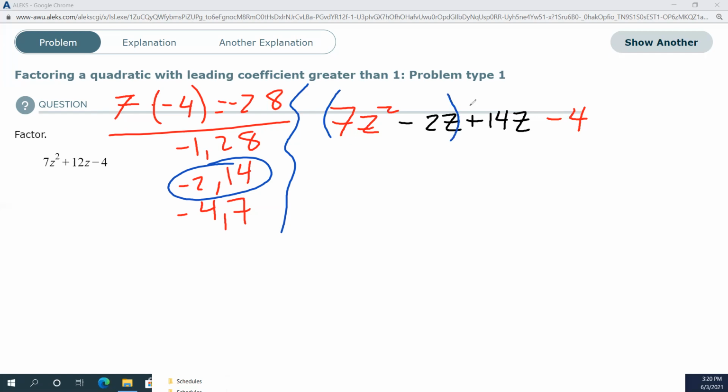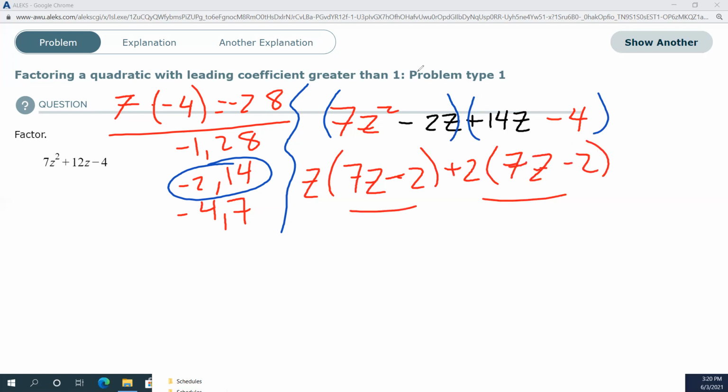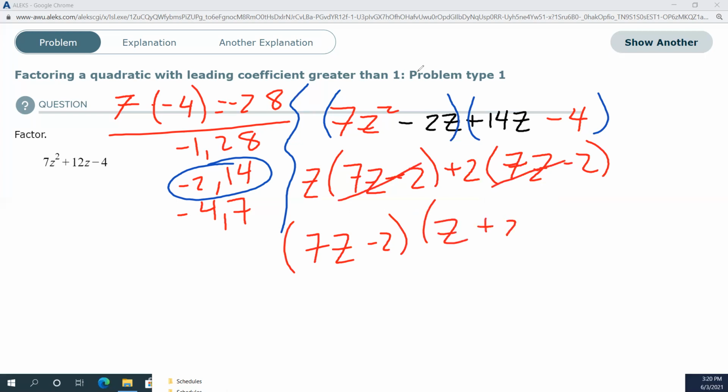All right, factoring by grouping. So we'll pull out a z, a z. We're left with 7z minus 2. And then I'll pull out a 2 out of there, because that's all I can. And I'll get 7z minus 2, which is super cool. So the stuff in the parentheses matches. So I can pull a 7z minus 2 out of both. And I'm left with z plus 2. And we got it.